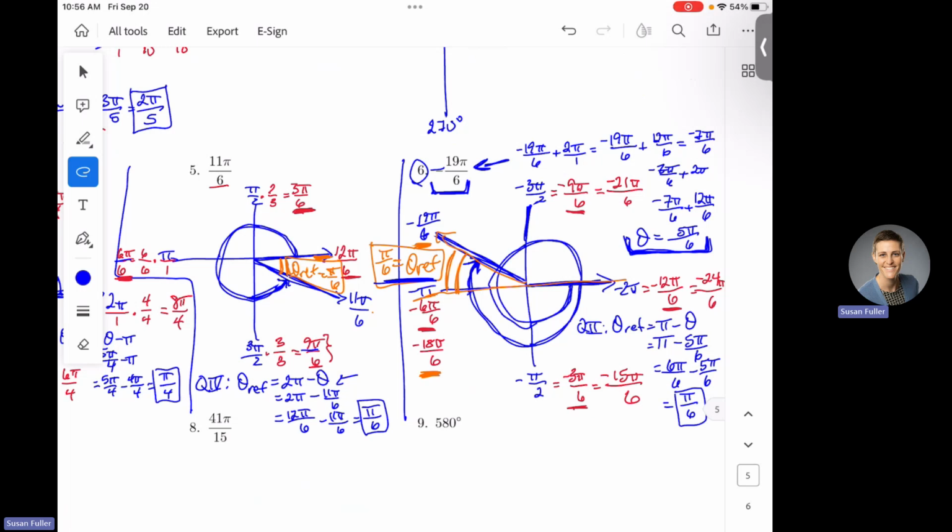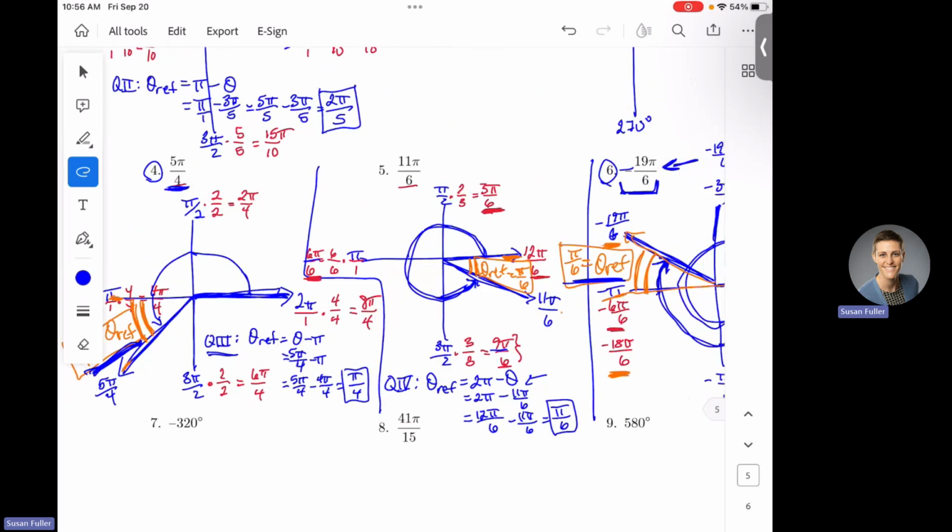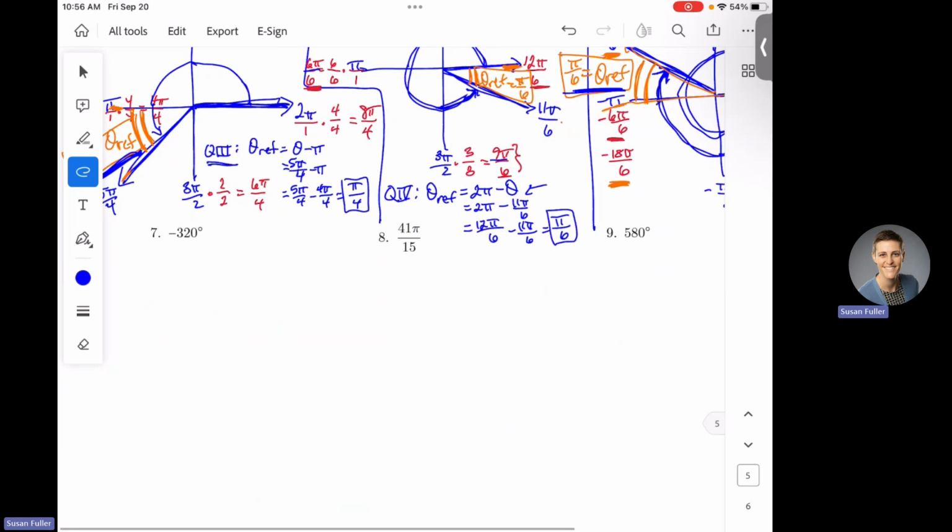I want to do a couple more of these because, again, I know that this is kind of getting longer than I wanted, but reference angles are something that can be really confusing. If your brain is very visual, I want you to graph it in standard position and then logic out that reference angle. If you need that formula, find your first positive coterminal angle.